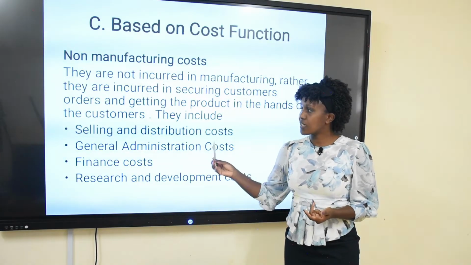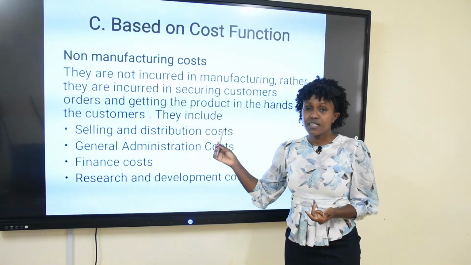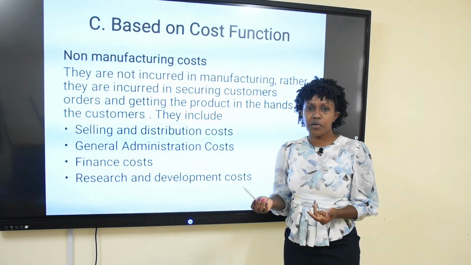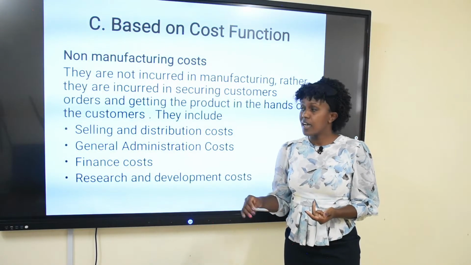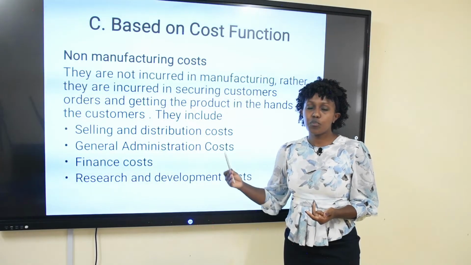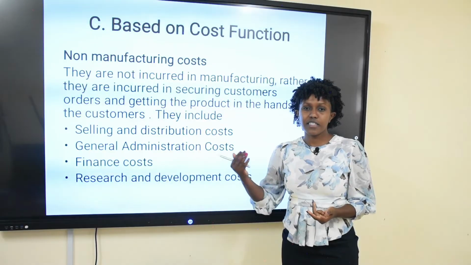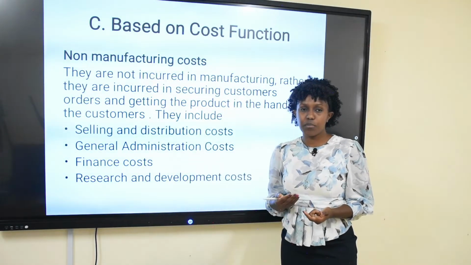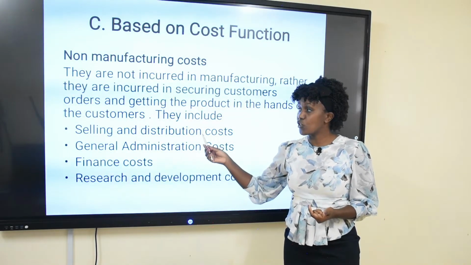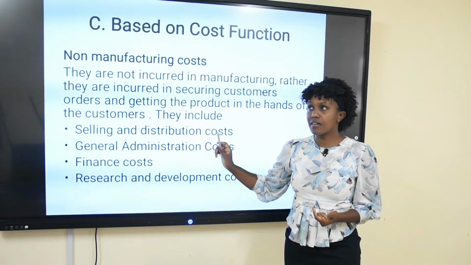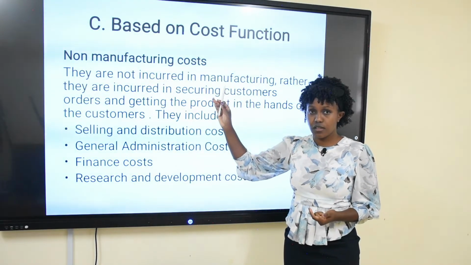So those are costs like advertising to make the customer aware of the product, and even the costs that are incurred to provide that product to the customer's door or to where the customer can easily get the product. Those are distribution costs. All these selling and distribution costs are non-manufacturing costs.